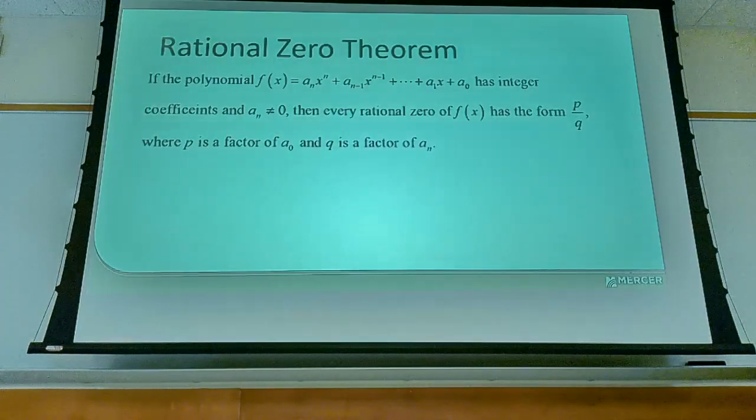every rational zero of our polynomial will have the form p over q, where p is a factor of your constant a naught and q is a factor of your leading coefficient a sub n. This result allows us to list out all of our possible rational zeros to check. And generally, it is a good starting point.